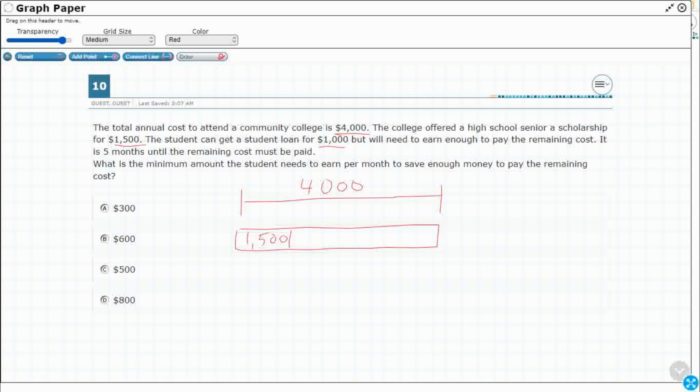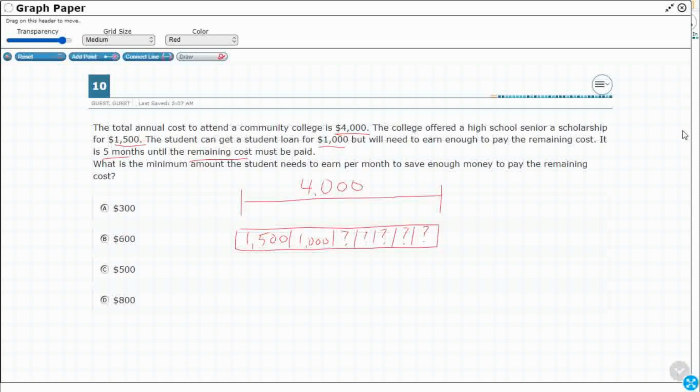So we've got a student loan for $1,000. You do have to pay that back. But then you have 5 months to earn the rest, whatever the remaining cost is. So I'm going to take this and I'm just going to kind of cut these into fifths. Right, so that remaining chunk cut into 5 equal parts, and that's what I'm looking for, whatever that leftover is. All right, so how do we figure that out?